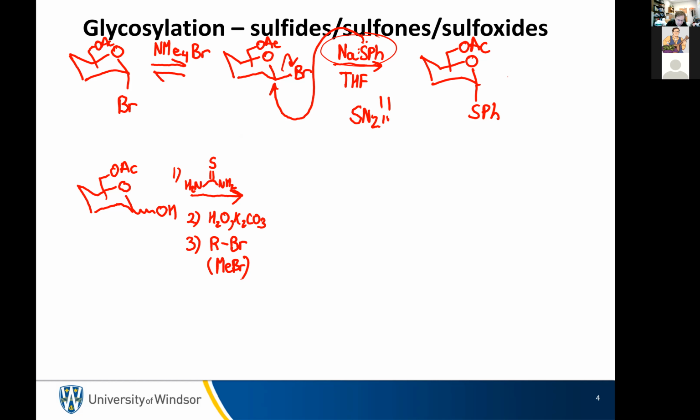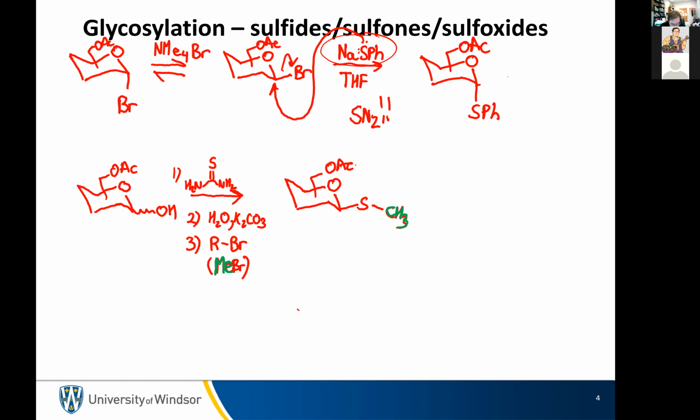In this case, I use methyl bromide, and I end up with that. So this is also much gentler. In one reaction up there we used BF3, which is a very harsh Lewis acid. In the second one we used a sodium salt, which is a very strong base. In this one we use very, very gentle conditions. Thiourea is about as gentle as you can get.